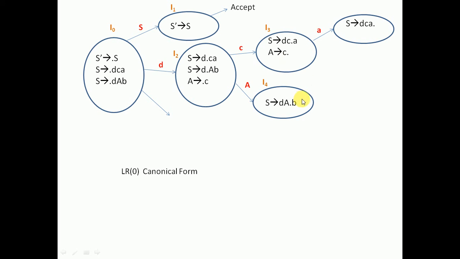Then let us go to the I4 state. Again, move over small b. You will reach S derives d A b dot, which is a complete state I6. It started at the beginning of the production, over small d we reached one state, over capital A another, over small b again another, and this is the complete visit of all characters of this production. The dot is used to recognize where we are in the parser. So this is the LR0 canonical form. By using this canonical form we can construct the SLR1 table as well as the LR0 table. In the next video, we will discuss the SLR1 table construction.